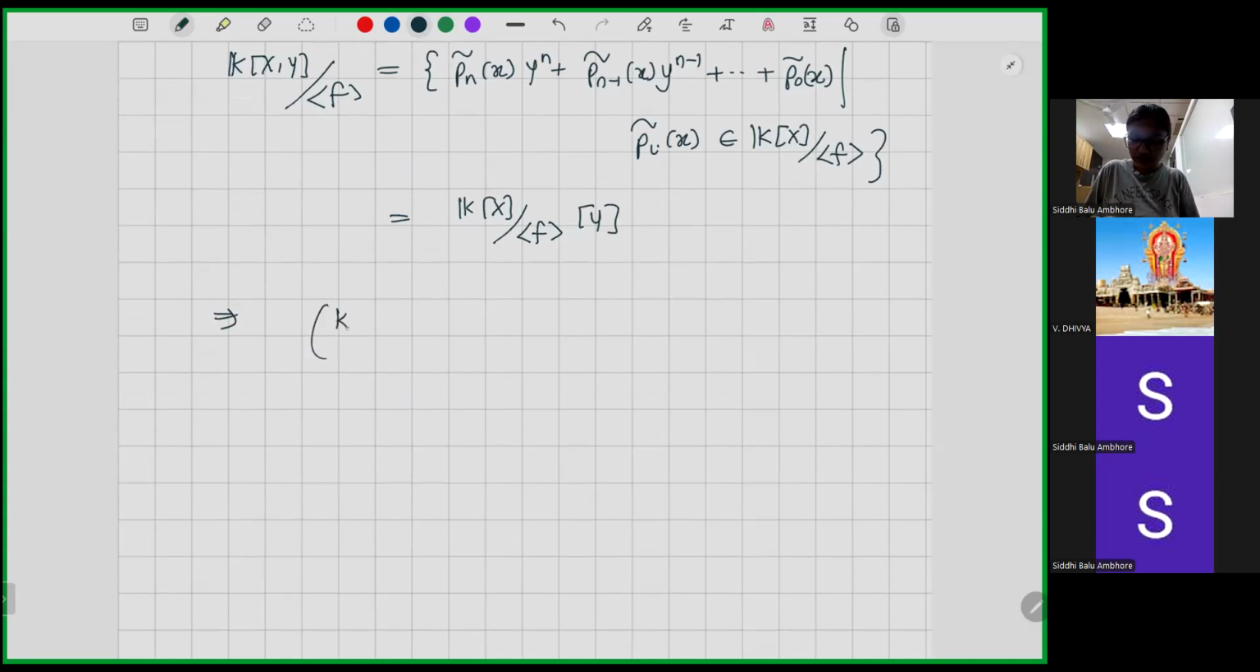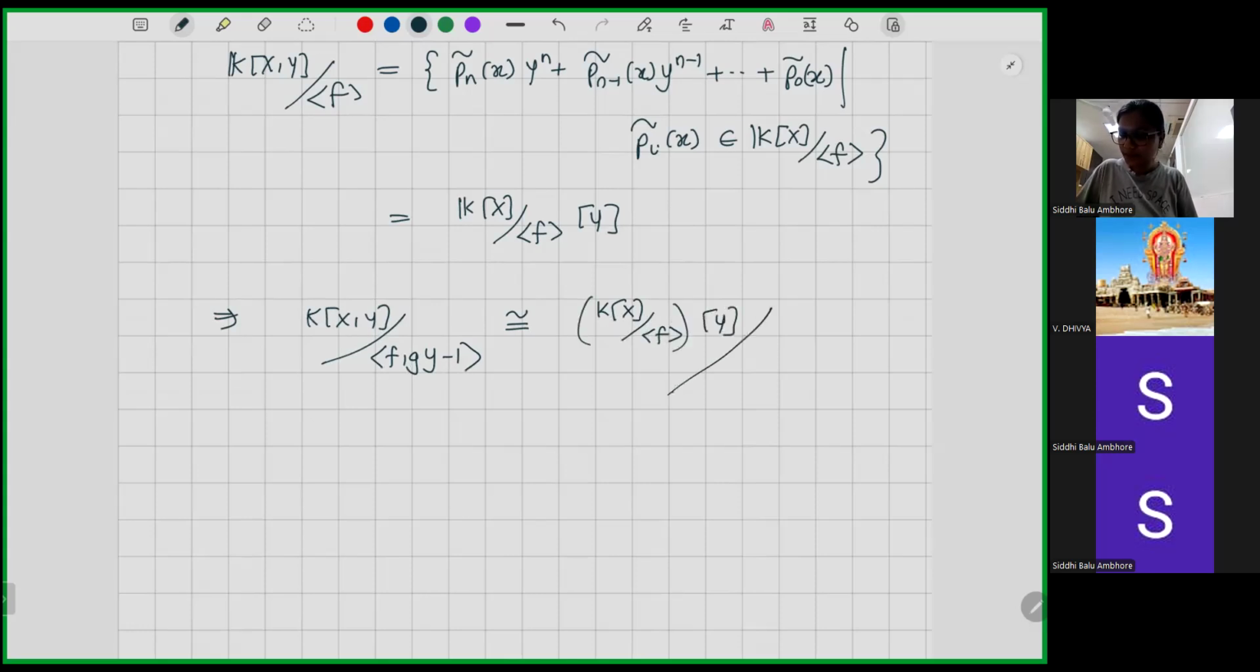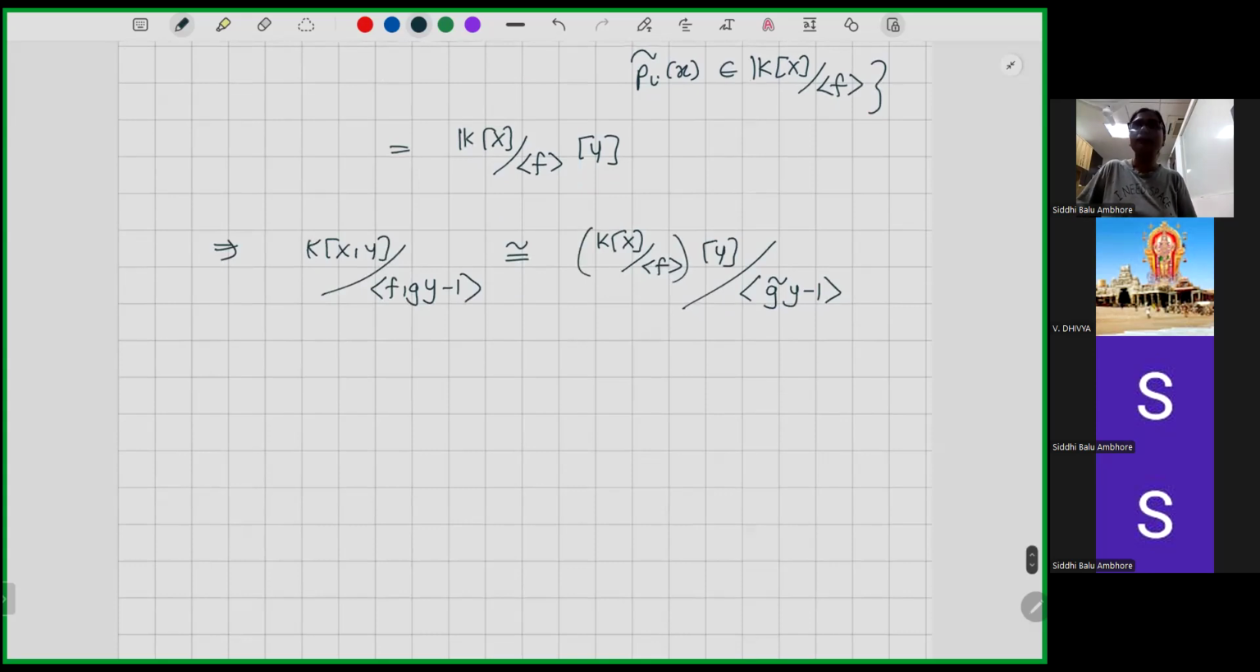this K[x,y] quotiented by (f, g(y) minus 1). This we got is isomorphic to K[x] mod f. Okay, and y quotiented by this f is gone now. f is 0 in the quotient by f. So this is just g̃(y) minus 1. We already gave notation to this field, so let us write it in that form. So it is L[y] quotiented by g̃(y) minus 1.